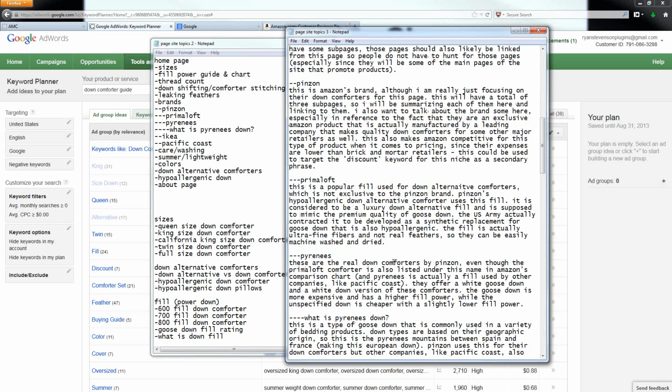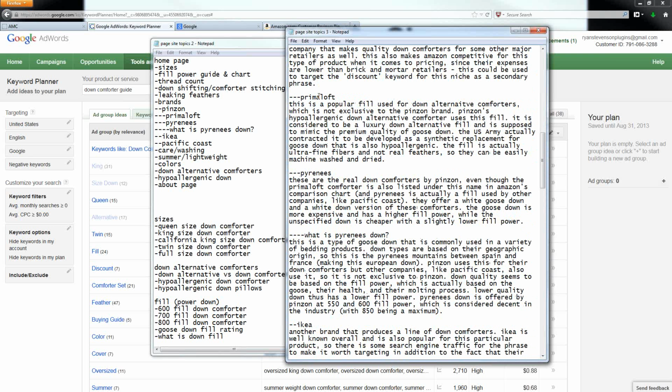On other pages, like my brand pages, I've identified that Primaloft is a popular fill used for down alternative comforters. It's not exclusive to the Penzon brand, but that is what they use for their hypoallergenic down comforter. It's actually considered a luxury down alternative fill, and was contracted by the U.S. Army to be developed as a synthetic replacement for goose down, which was also hypoallergenic.